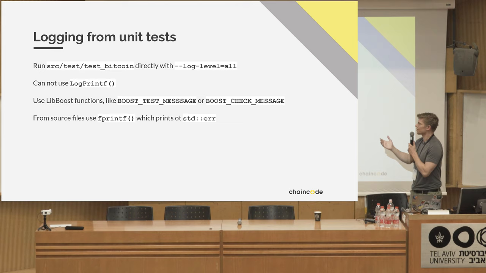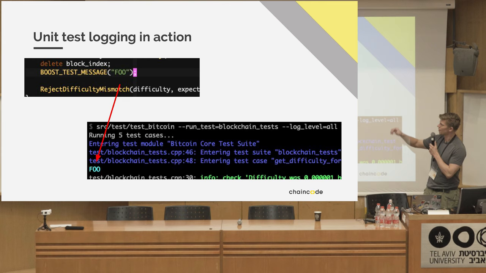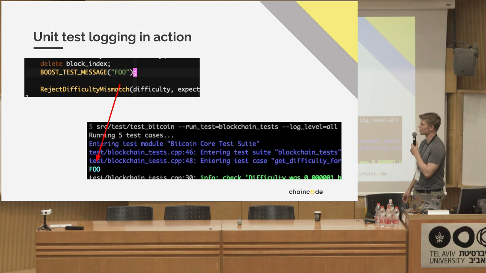Well, one more thing to it. You cannot run the normal bitcoind. There's actually another executable that is compiled just for the unit tests, and that's test_bitcoin up there. And you have to run that with log_level=all, then you're going to see all these messages. You can see that here as an example. There are other examples of these Boost test messages. You can do this with asserts and so on. They are going to come out in the output as you can see there.